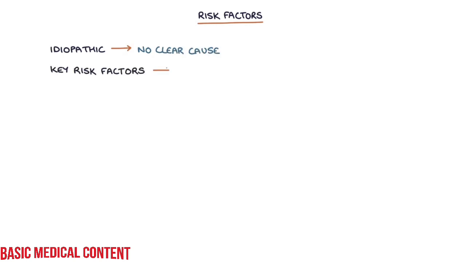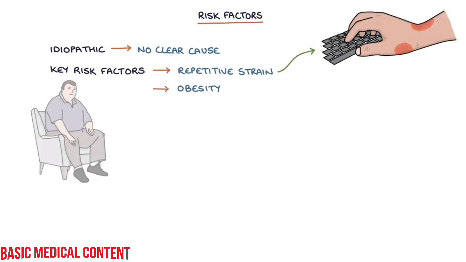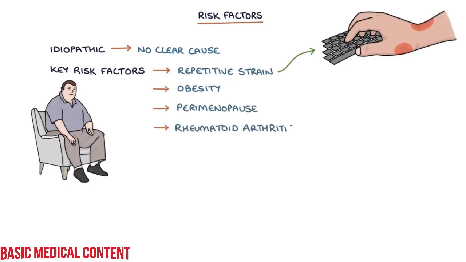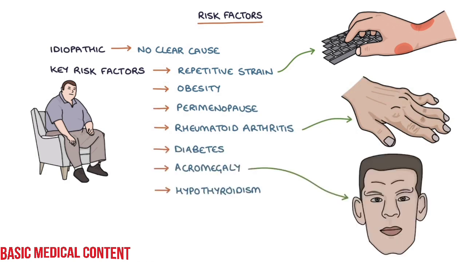Let's talk about the risk factors. In most cases, carpal tunnel syndrome is idiopathic, meaning there's no clear cause that can be found. There are a number of key risk factors, including repetitive strain, obesity, being perimenopause, rheumatoid arthritis, diabetes, acromegaly, and hypothyroidism.